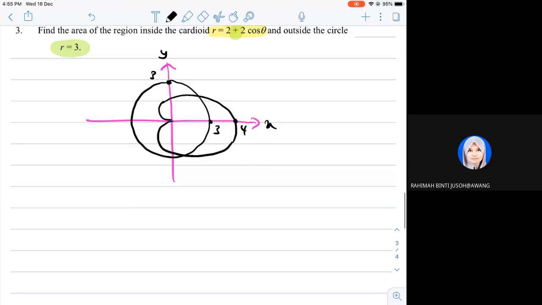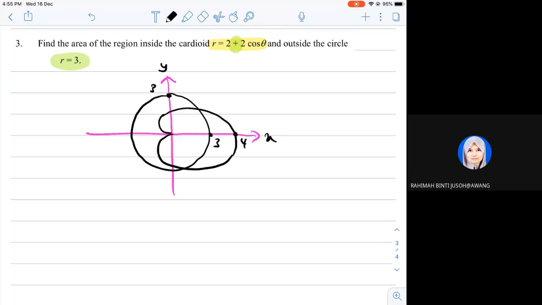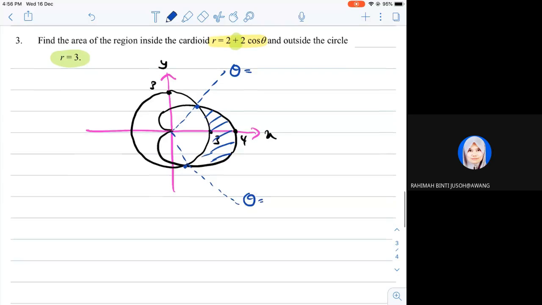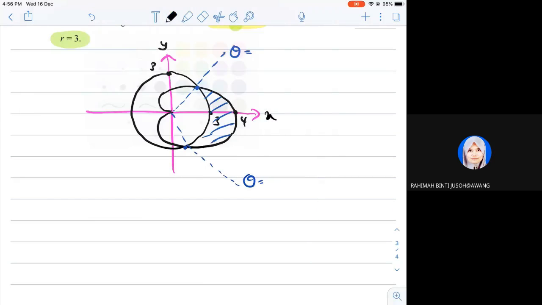All right. So now it says that you have to find the region inside the cardioid and outside the circle. So of course, the region should be here. So what you have to do now is find the intersecting angle between these two curves. The intersecting angles are here and also here, so we need to find the angle right here and right here.